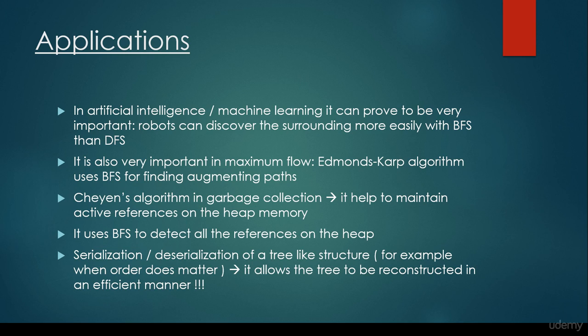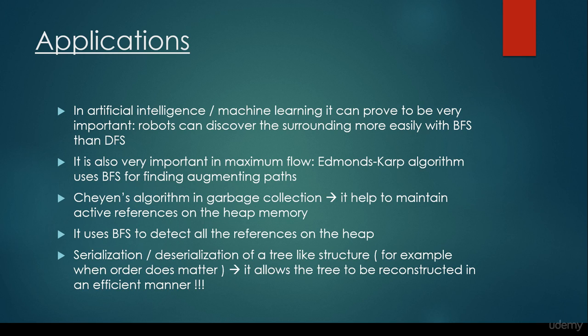So what are the applications? There are several applications for breadth-first search. For example, in artificial intelligence and machine learning, it can prove to be very important because, for example, robots can discover the surrounding more easily with breadth-first search than depth-first search. And basically, I have mentioned that breadth-first search is going to visit the vertices on a line-by-line basis, which means that it's going to visit the local environment, the local neighborhood first, before it's going to visit further vertices. For depth-first search, it is not true.